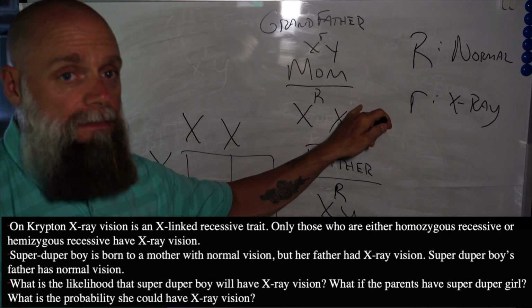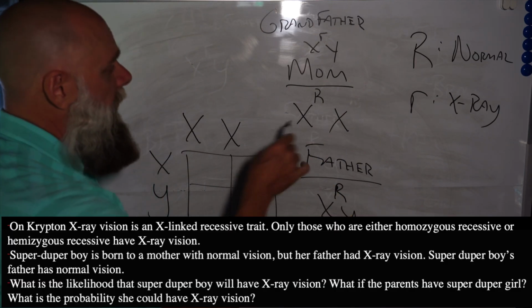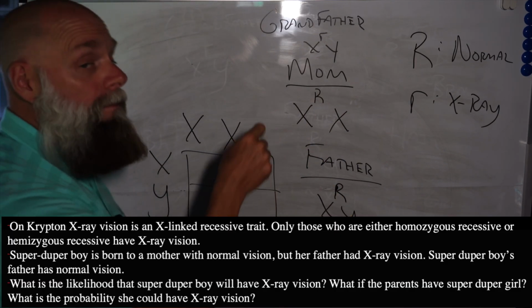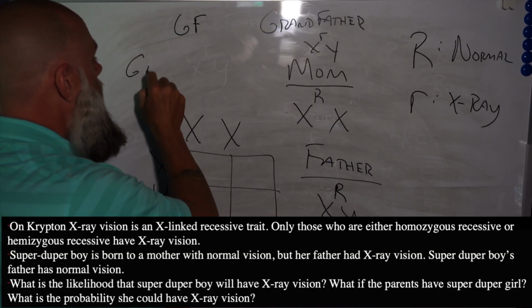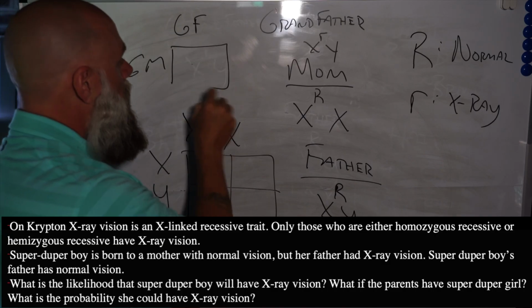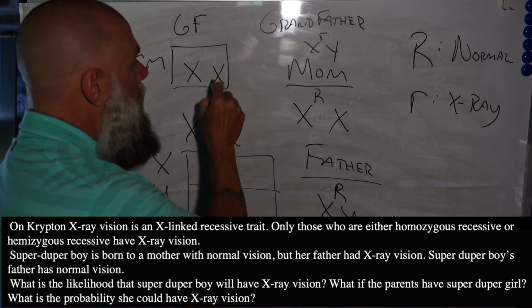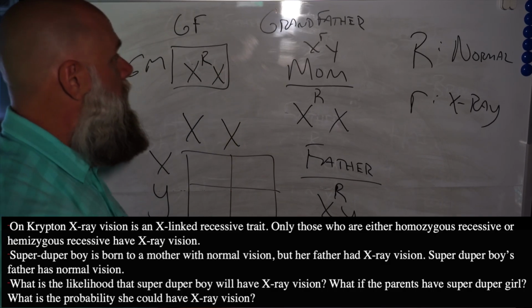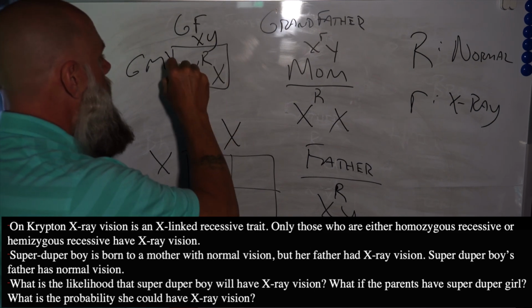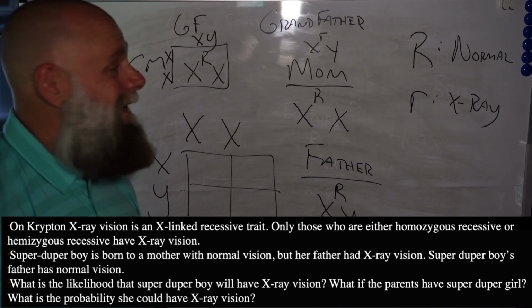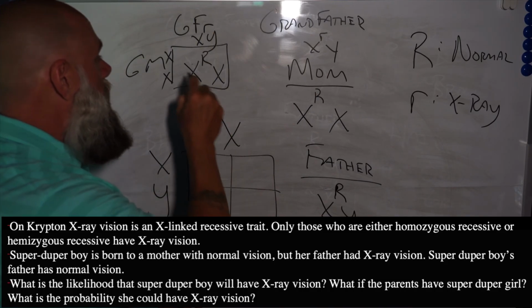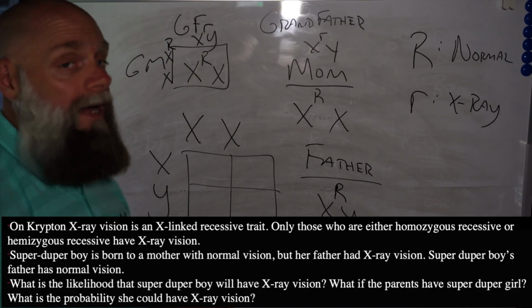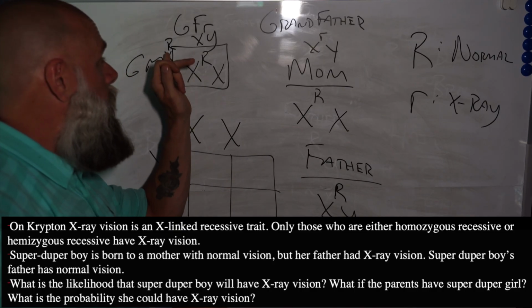But we still don't know this. But the only way that we get this big R, we've got to go back to the grandparents. So we're going to do grandfather, grandmother for mom, who we know is at least this. So grandfather's XY, grandmother's two X's. The only way we get this big R, because we know grandfather had a little r, is grandmother had to have at least one big R.